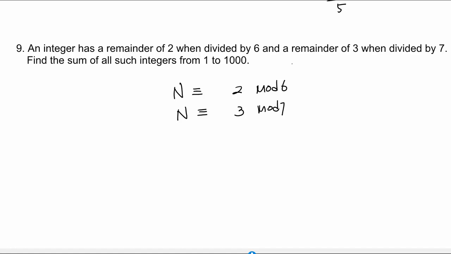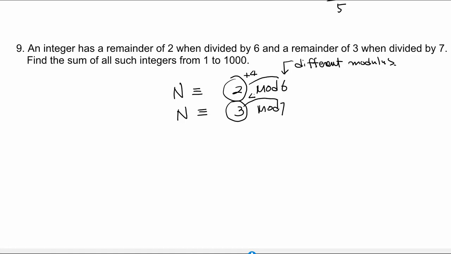So when you have different modulus numbers, the idea is always to try to make the same remainder. How can you make the remainders equal? Take a look. When you add 4, can you see that the difference between 2 and 6 is 4, and the difference between 3 and 7 is 4, isn't it?